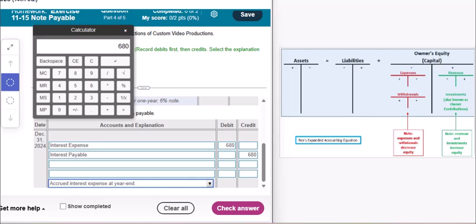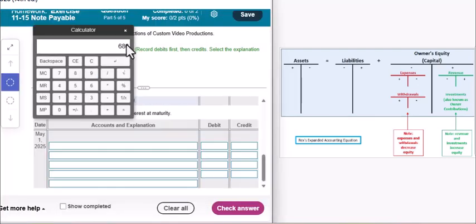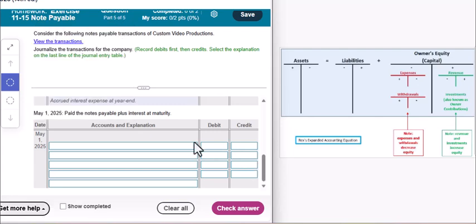So this is just an adjusting entry that an accountant would do. Most bookkeepers would not do this type of journal entry here. So let's go ahead and check our answer. Good job. We'll close out our calculator for the moment so we can read our next portion here.